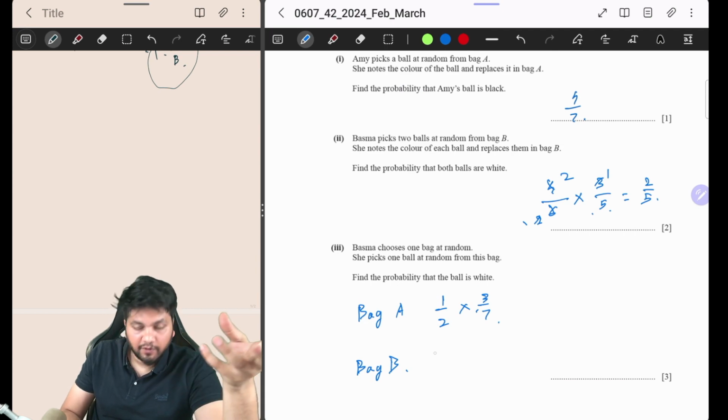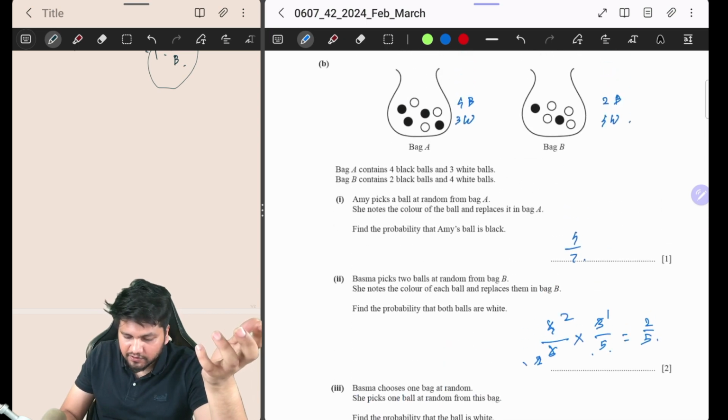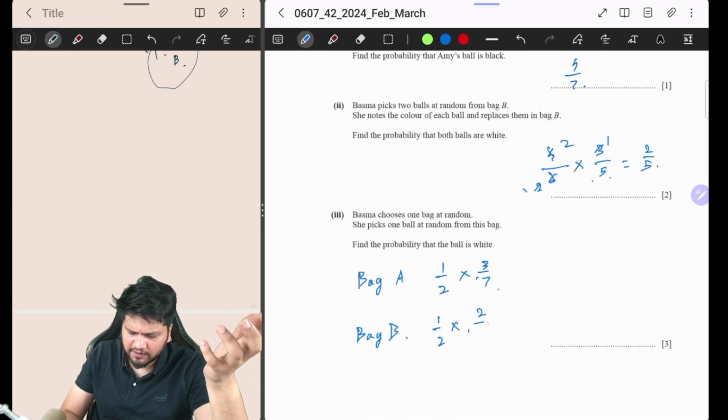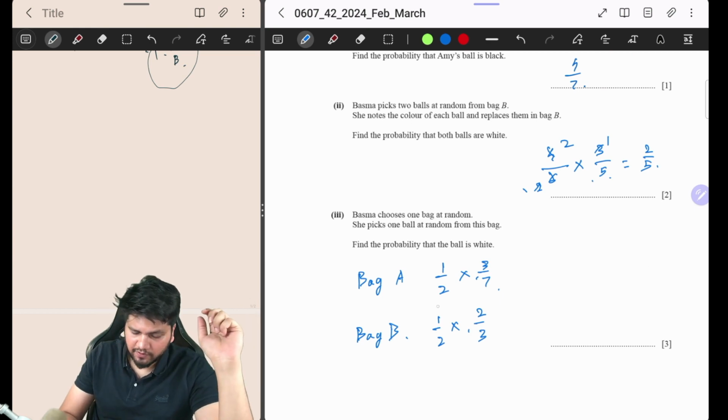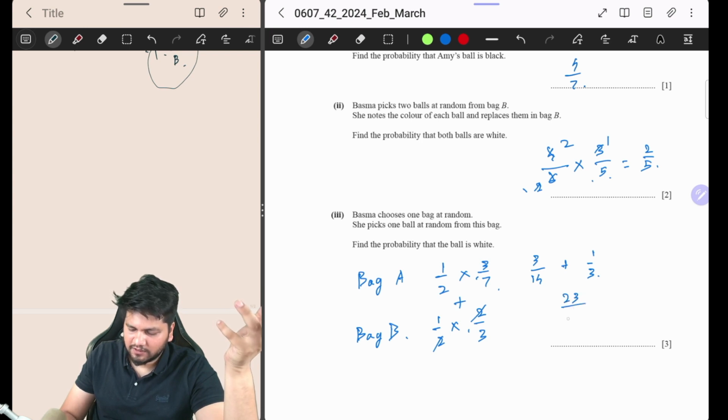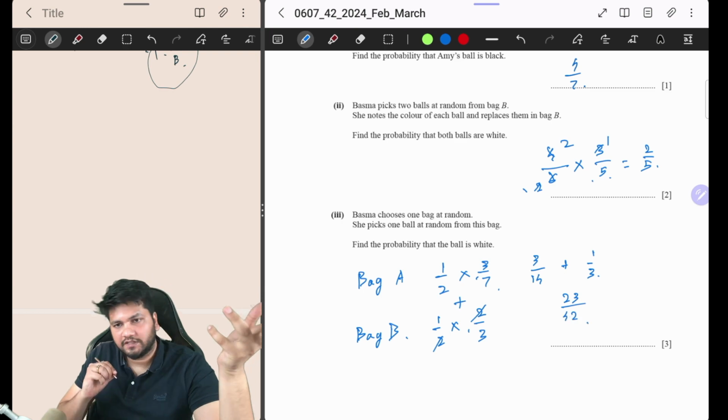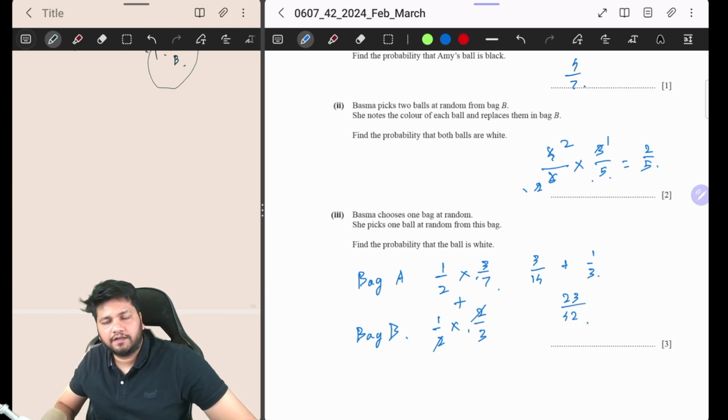She picks bag B, what is the probability of that? It's going to be 1 by 2 into white from bag B, which is 4 by 6, which is nothing but 2 by 3. But either of the cases is fine, so there will be addition in between. So it's going to be 3 by 14 plus 1 by 3. There's no common LCM, so 9 plus 14, which is 23, by 14 times 3, which is 42. That's the probability of the white condition.